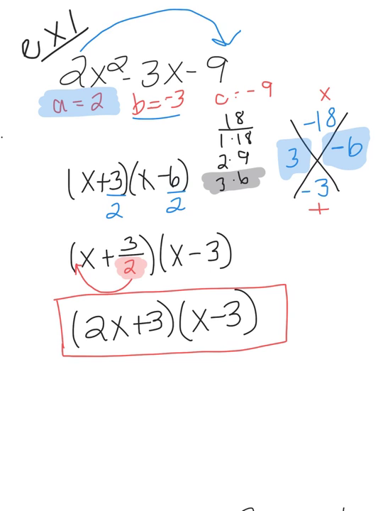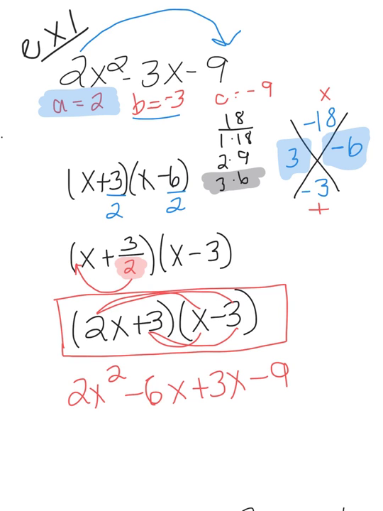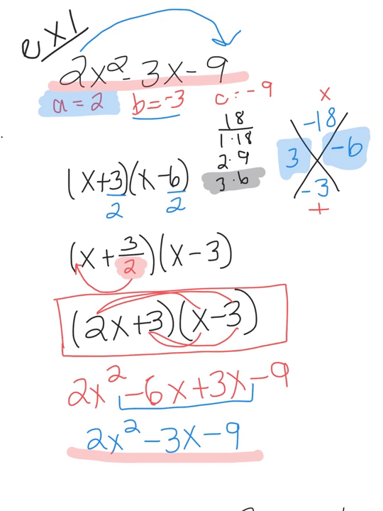If I multiplied this back out, I would get 2 times x, which is 2x squared, 2 times -3, which is -6x, 3 times x, which is 3x, and 3 times -3, which is -9. Then I combine my like terms right here, and I get 2x squared minus 3x minus 9. And when I do that, if I have the right answer, then the answer I just got and the answer I started with should be the same. And they are, so I know for sure I did it right.